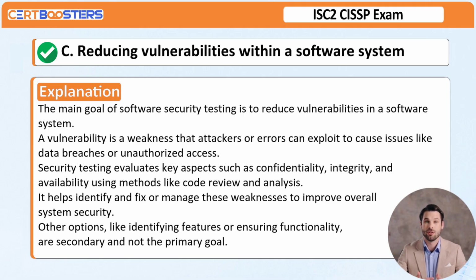Explanation: The main goal of software security testing is to reduce vulnerabilities in a software system. A vulnerability is a weakness that attackers or errors can exploit to cause issues like data breaches or unauthorized access. Security testing evaluates key aspects such as confidentiality, integrity, and availability, using methods like code review and analysis. It helps identify and fix or manage these weaknesses to improve overall system security. Other options, like identifying features or ensuring functionality, are secondary and not the primary goal.